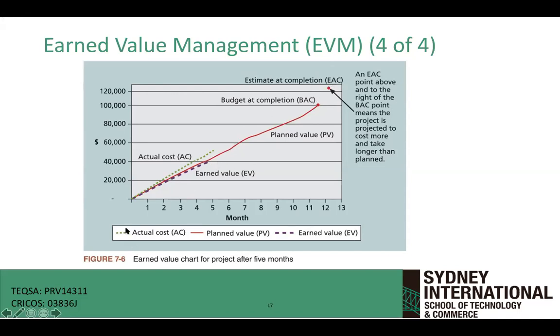So we have to compare actual cost, which is the green, planned value, which is the red, and earned value, which is the maroon. Everything gets compared to earned value: how much I've earned compared to how much I was planned to earn, and how much I earned for the cost, how much I paid for that amount of work that I have actually earned.